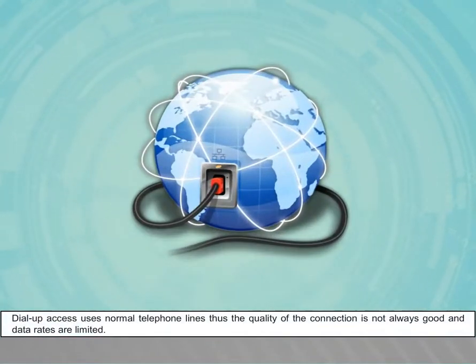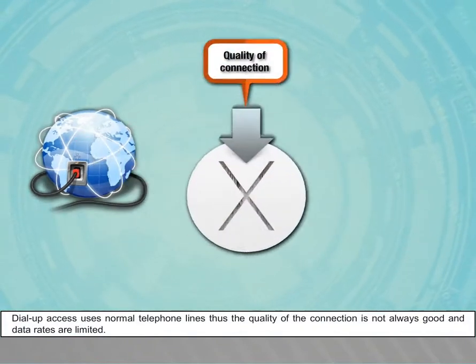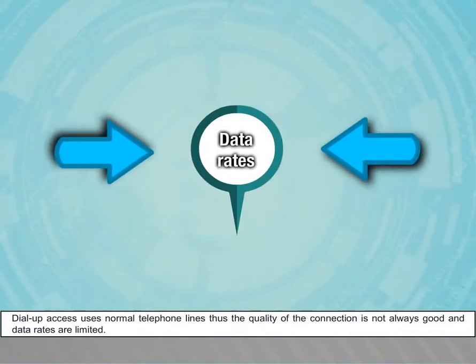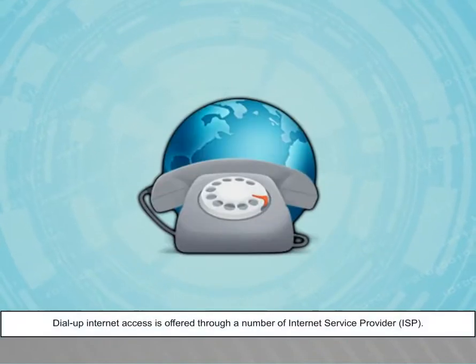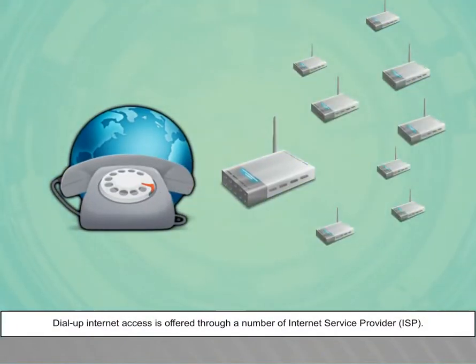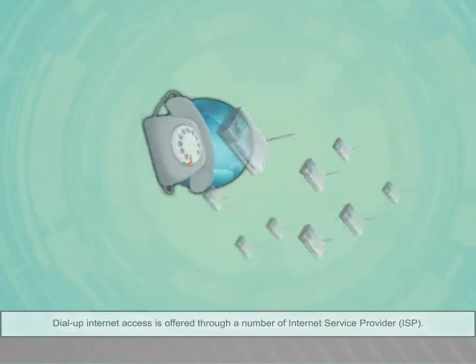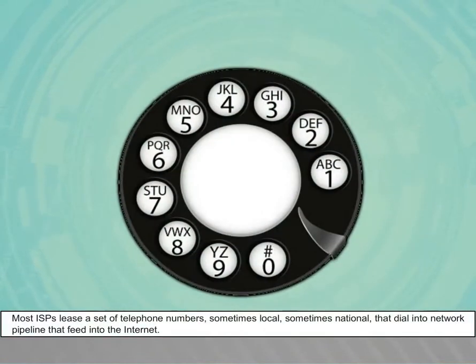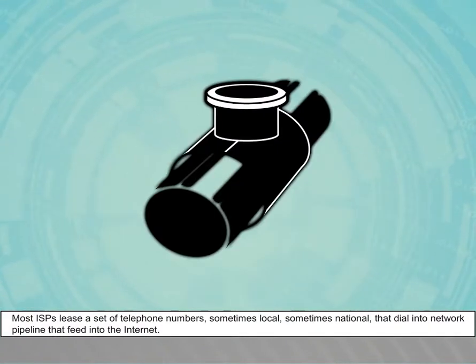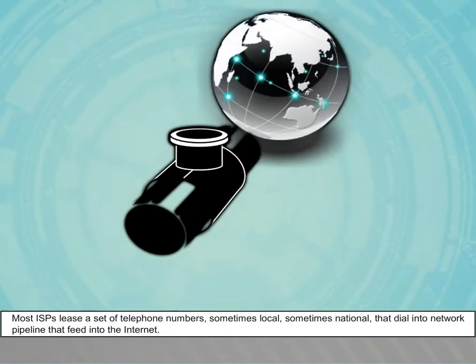Dial-up access uses normal phone lines, thus the quality of the connection is not always good and data rates are limited. Dial-up internet access is offered through a number of internet service providers, ISPs. Most ISPs lease a set of telephone numbers, sometimes local, sometimes national, that dial into network pipeline that feed into the internet.